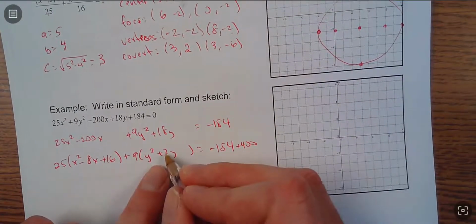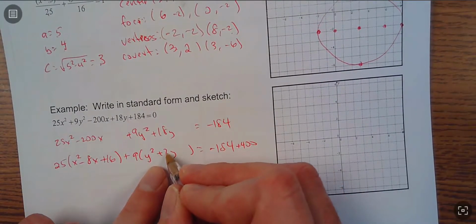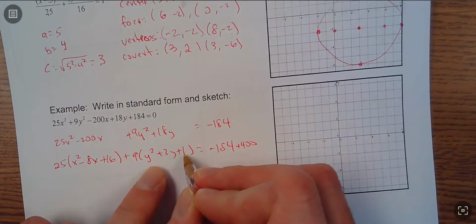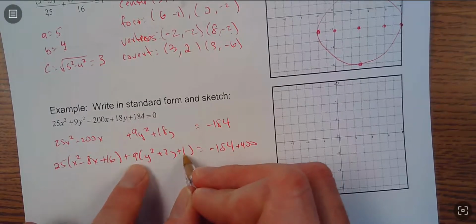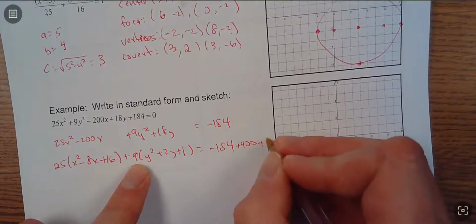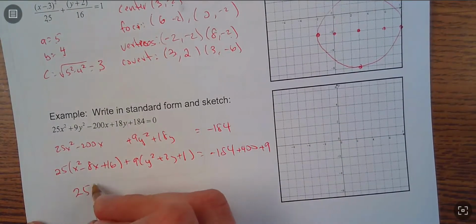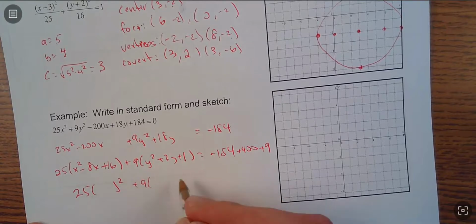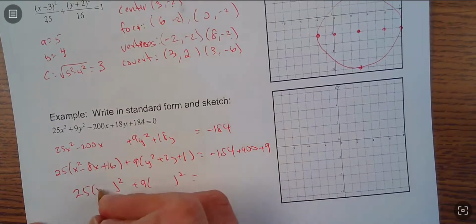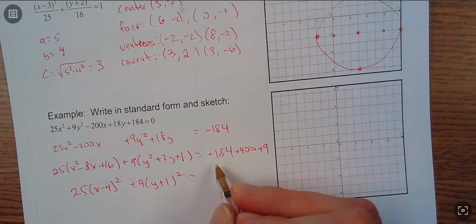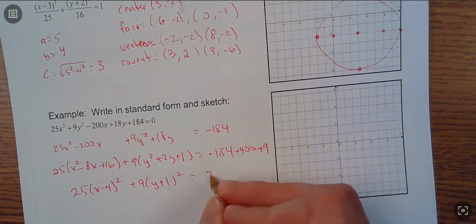Over here, the number I want is half of 2 squared. Half of 2 is 1. 1 squared is 1. But I actually just added 9 because everything inside the parentheses is being multiplied by 9. So I have to add 9 to this side. Okay, so this would be 25. I want to put the binomial squared. This would be x minus 4, and y plus 1. Then it equals, when I put that in the calculator, 225.